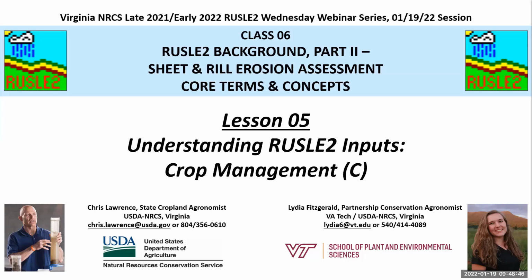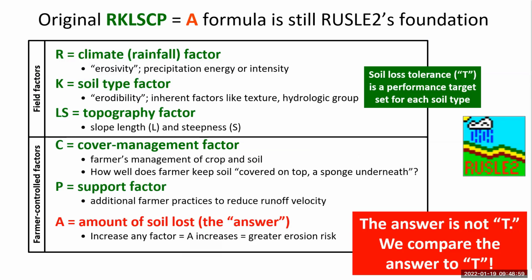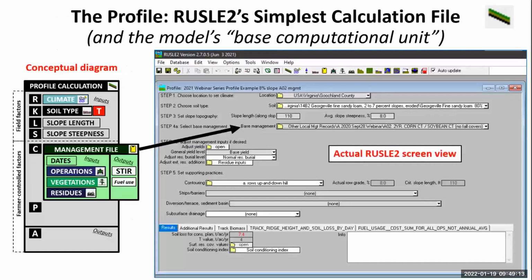So this is lesson 5, understanding RUSLE2 inputs, and we're going to focus on our crop management or C factor. Okay, so I've shown this in multiple lessons before. Our original RKLSCP equals A formula, RUSLE2's foundation. Okay, so we've got these factors. The management factor, in a conceptual diagram of RUSLE2's profile calculation, it features here. This is where it actually shows up.